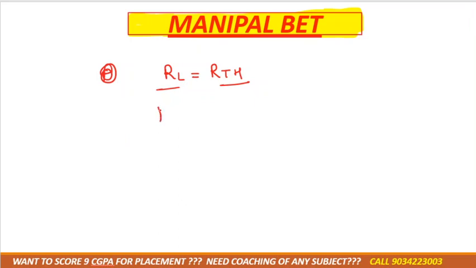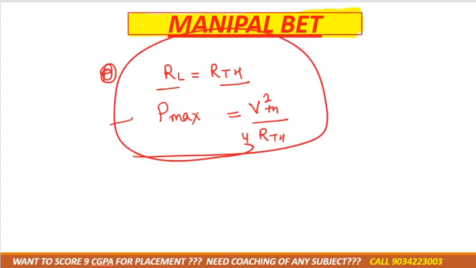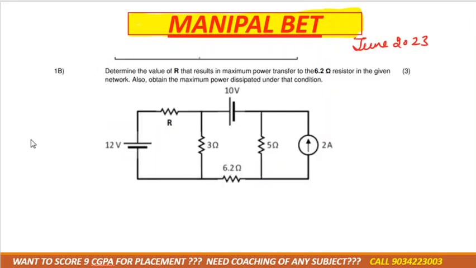Okay. And in the next case, if they ask you to calculate power, you need to remember this formula: V square TH divided by 4 RTH. You just need to remember this. V square TH you will get from the Thevenin voltage, and RTH would be equal to RL. And that you will get the same way we have done it for the Thevenin theorem.